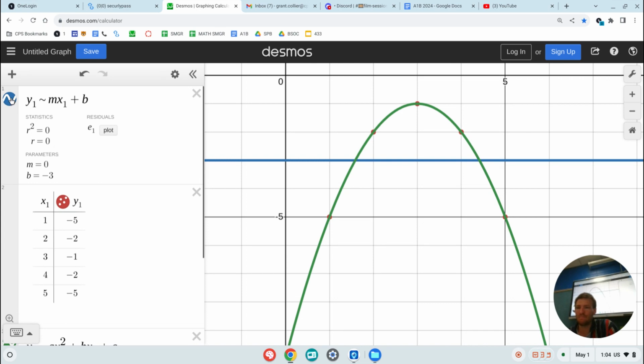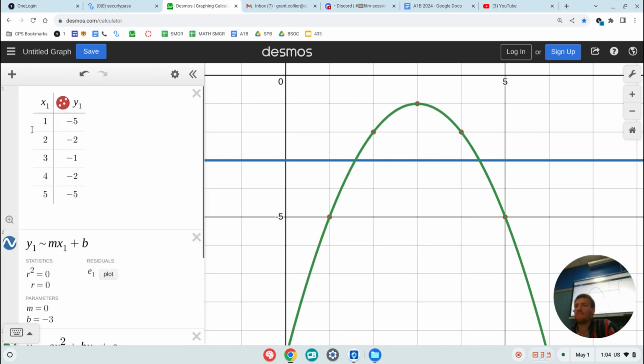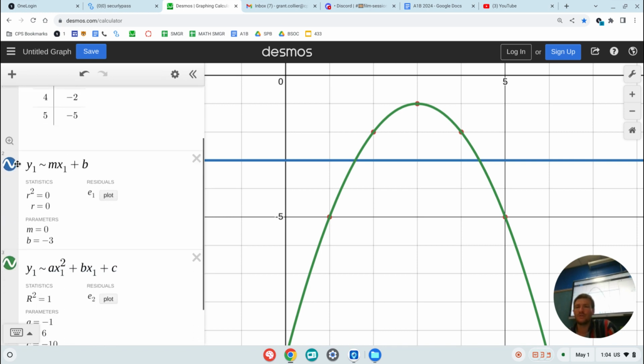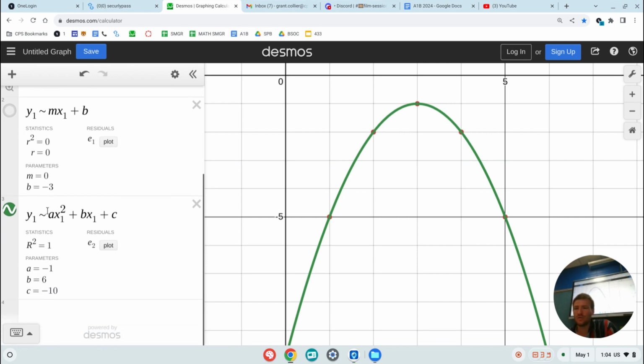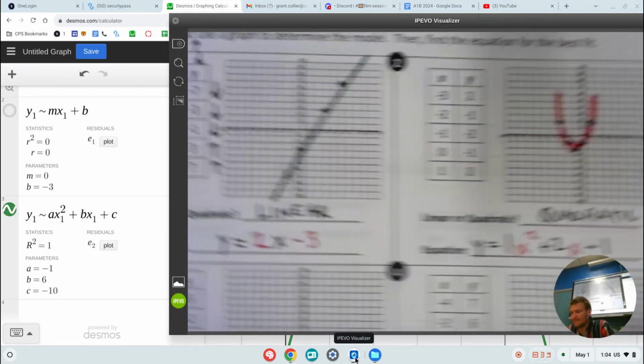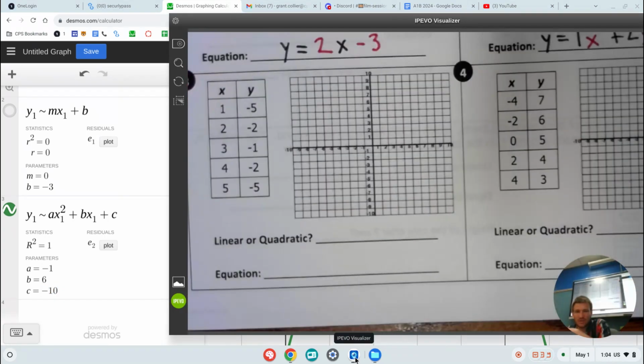My linear looks bad. So my recommendation, don't press the X on the table. It's going to mess you up. We don't want this line. We do want this quadratic. -1, 6, -10. That's easy. That's quick. I can do this question quickly.